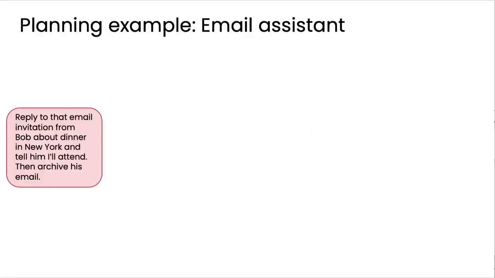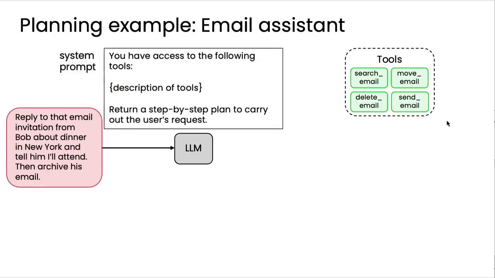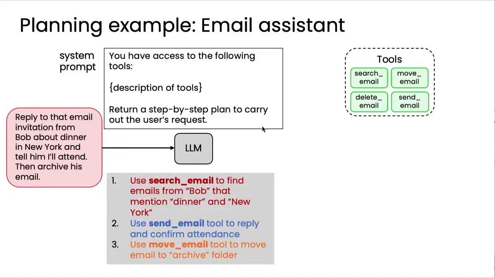One more example of planning, let's take a look at an email assistant. If you want to be able to tell your assistant to please reply to that email invitation from Bob World in New York, tell him to attend and archive his email, then an email assistant may be given tools like this: search email, move an email, delete an email, and send an email. And you might write a system prompt saying you have access to the following tools, and again, please return a step-by-step plan. In this case, maybe the LLM will say the steps for this are to use search email to find the email from Bob that mentioned dinner and New York, and then generate and send an email to confirm attendance, and then lastly, move that email to the archive folder.